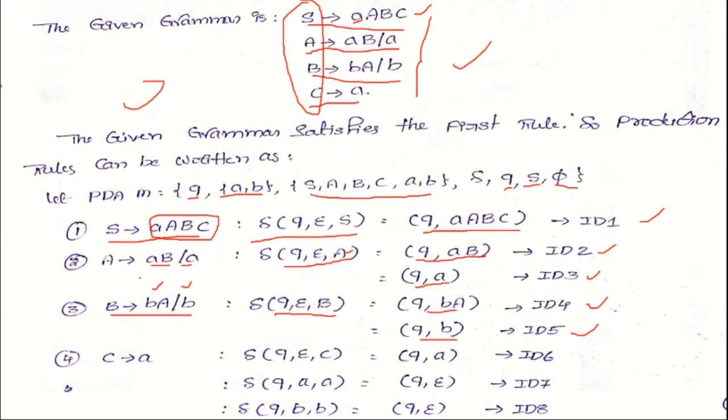And the final production rule, C derives A. So that's why δ(q, ε, C), we can perform the push of A into the stack. So it can be treated as ID6. So these are the non-terminal related productions. Now consider only the terminal related productions, that is a,a and b,b. So when read from current state q, the input symbol is a and the top of the stack is a, then perform the pop operation; it can be treated as ID7. In the same way b,b also performs the pop operation; it can be treated as ID8. So these IDs are the PDA for the given context-free grammar.